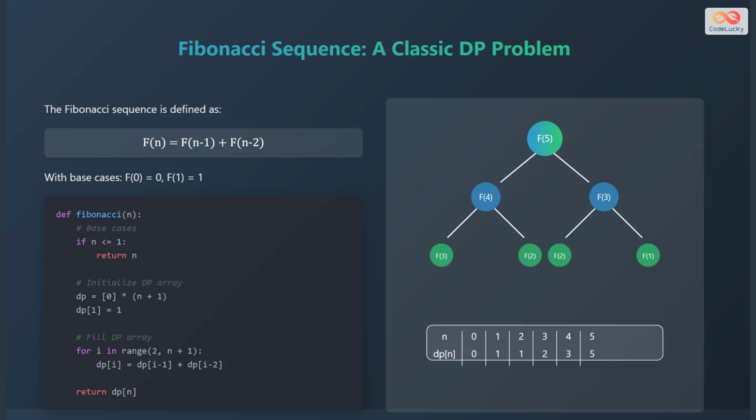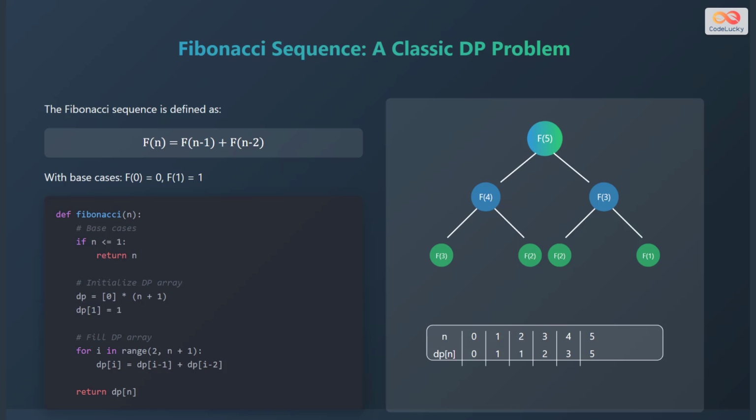Let's explore dynamic programming with the Fibonacci sequence, a classic problem. The Fibonacci sequence is defined as f of n equals f of n minus 1 plus f of n minus 2, with the base cases f of 0 equals 0 and f of 1 equals 1. This means that each number in the sequence is the sum of the two preceding numbers.